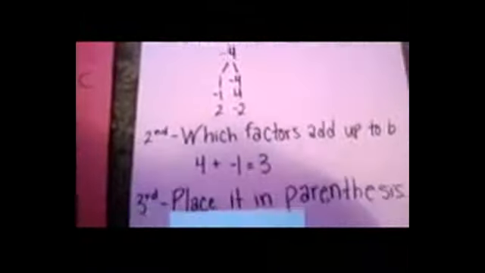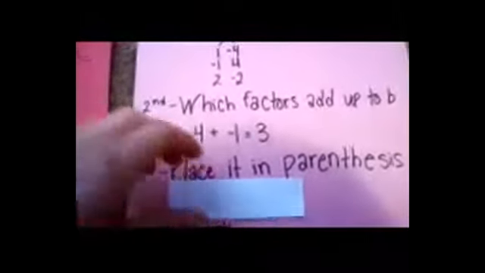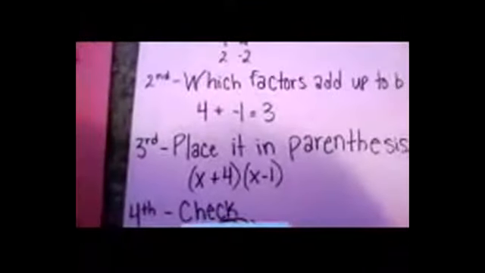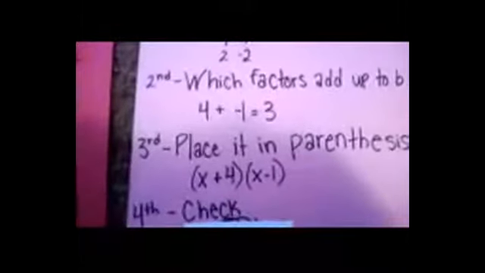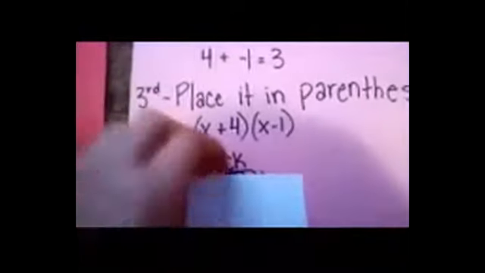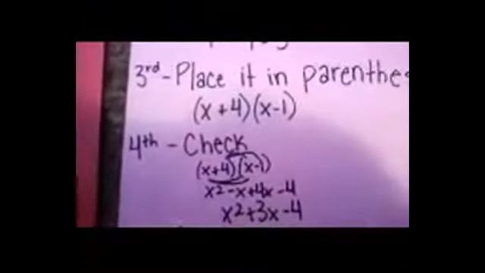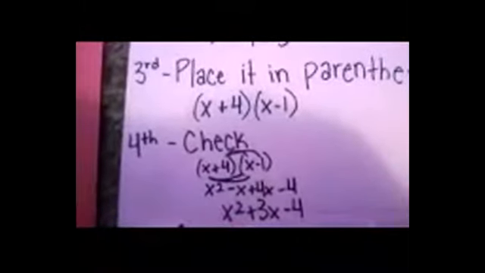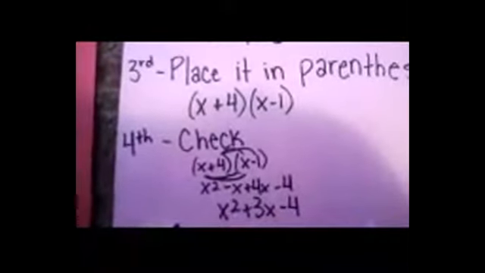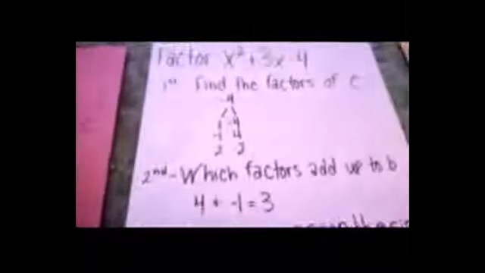These are the factors. Then place it in parentheses. This would be x plus 4 times x minus 1. Then check it. The way I check it is by seeing if it gives us the original problem. We get x squared plus 3x minus 4, which is the original problem.